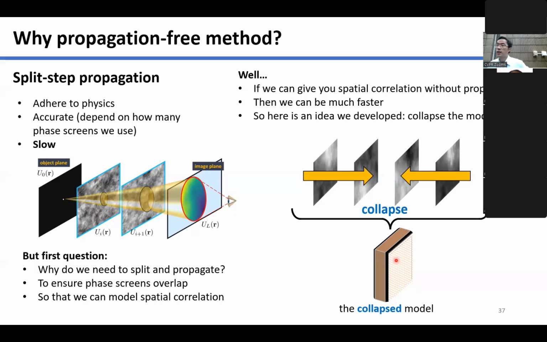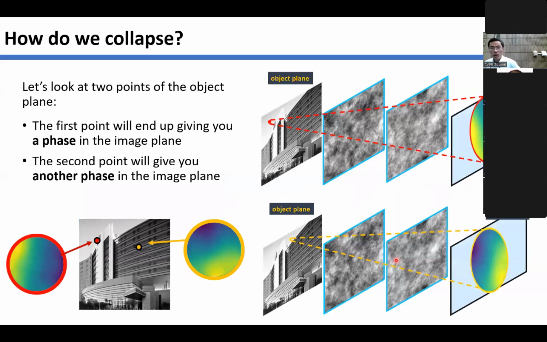Pixel shift. If I can directly give you that piece of information, you can skip all the propagation. So that's our goal. So how do we collapse? You look at 2 points in this example, point 1 and point 2. Ultimately, what will affect your pixel is that phase function. Every phase will give you a point spread function, and the point spread function will be applied to your image to give you the distortion.